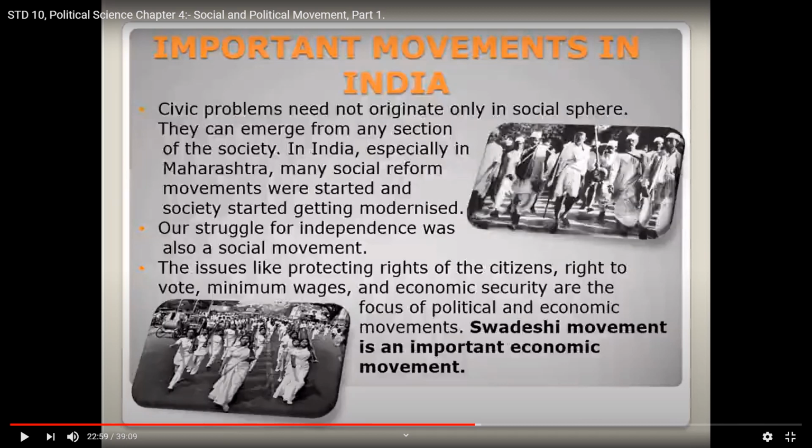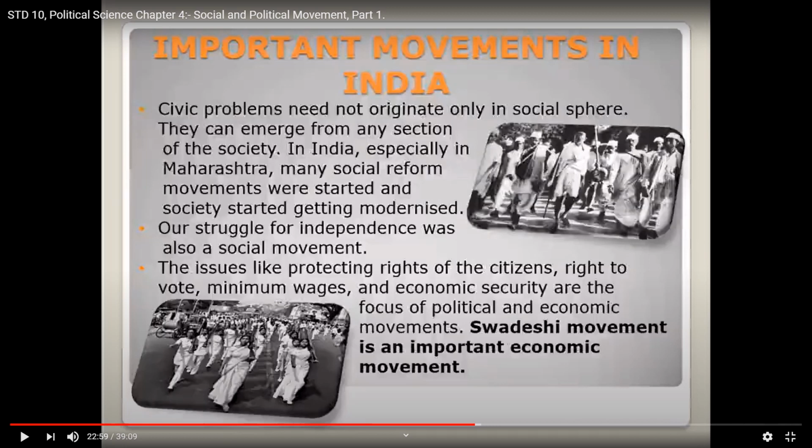Now, these are different movements which are already there in the past. If you see the 9th standard textbook, these are there in many of the chapters, for example, women's empowerment and other weaker sections. Then we have education. Many of these movements are already discussed in that. So we will not discuss them again, but try to review and go back to what you have learned.